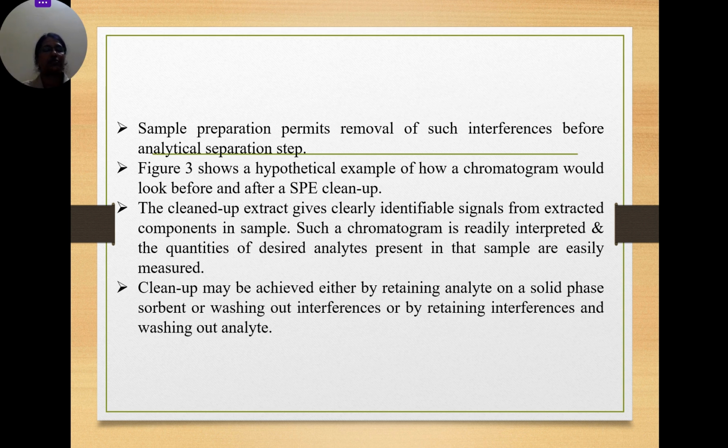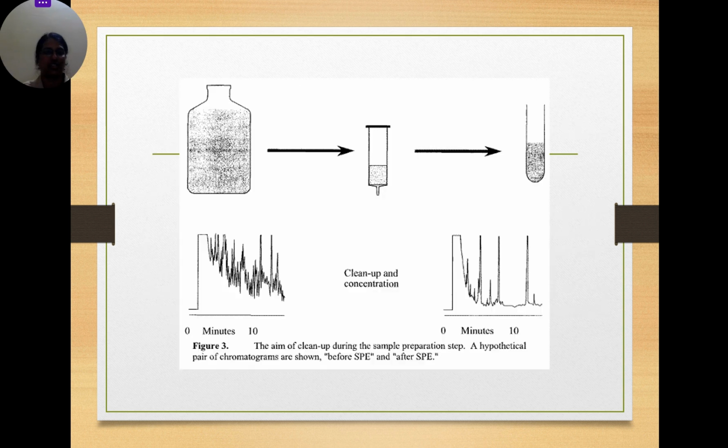So with the cleanup step only, we can easily remove the interferences with the repeated washings of the sample. So this cleanup can be achieved either by retaining the analyte on the solid phase and washing out interferences, or by retaining interferences and washing out the analyte. So either way we can perform this cleanup and we can collect our target analyte with the highest concentration.